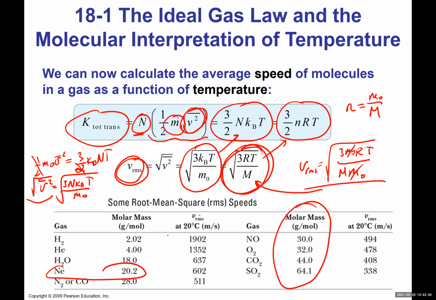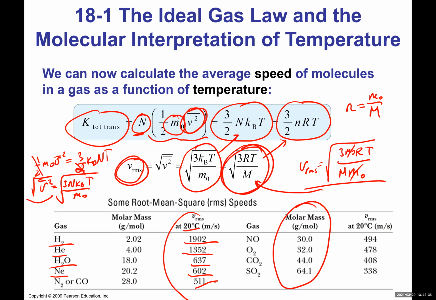Here are the RMS speeds for different gases. You have hydrogen, 1902 meters per second at 20 degrees Celsius. Helium, 1352 meters per second at 20 degrees Celsius. Water, H2O, 637. Neon, 602. Then you have a nitrogen molecule or carbon dioxide, and you have 511.